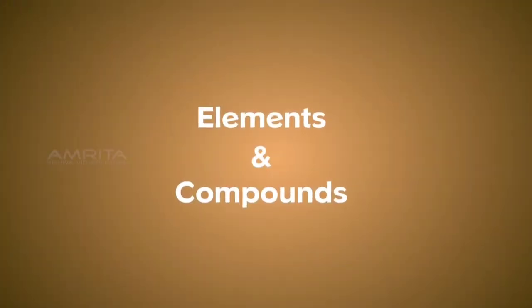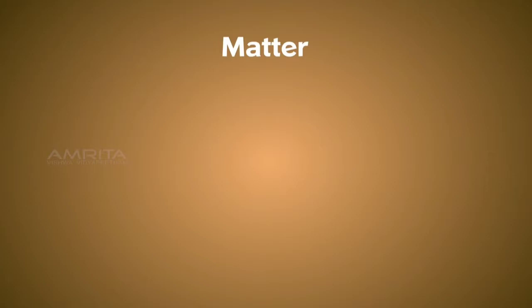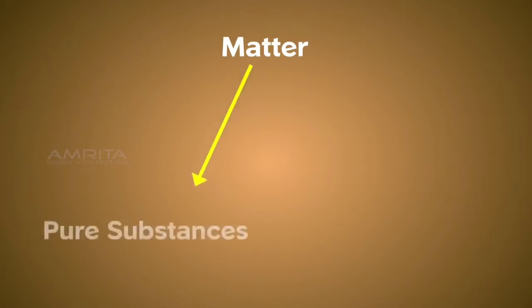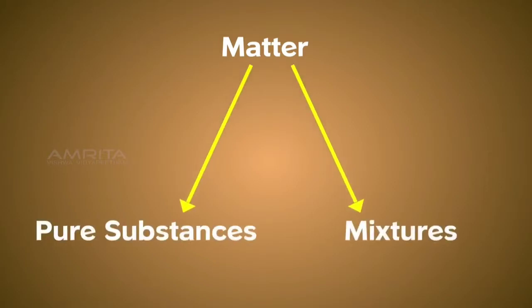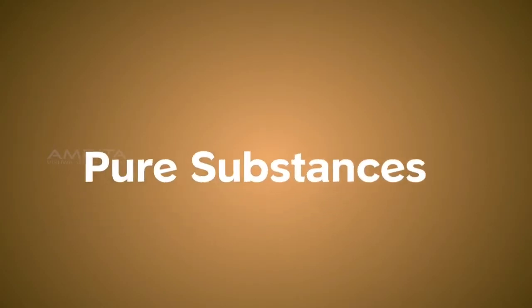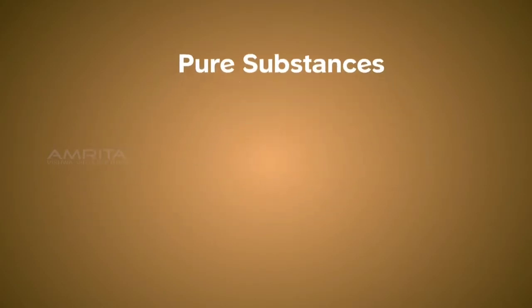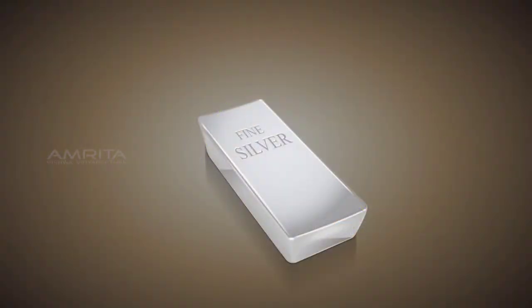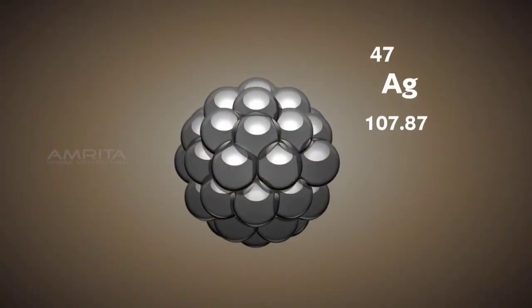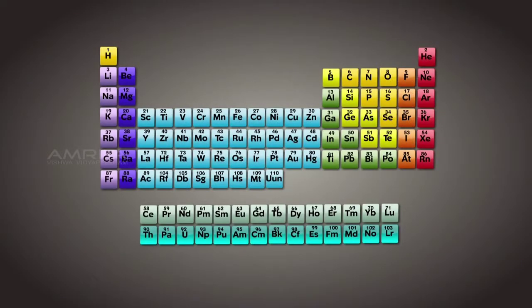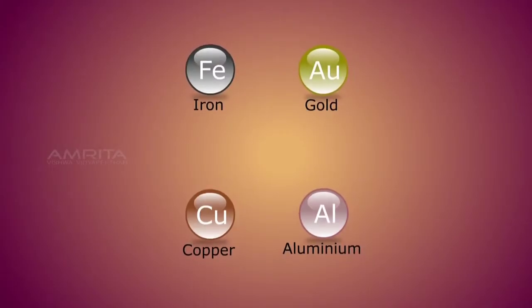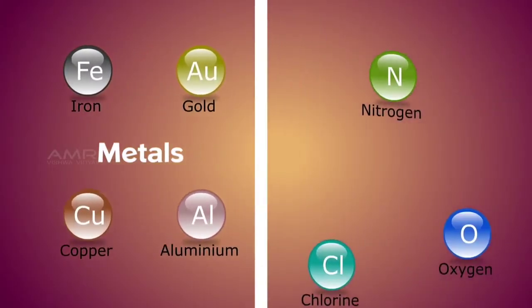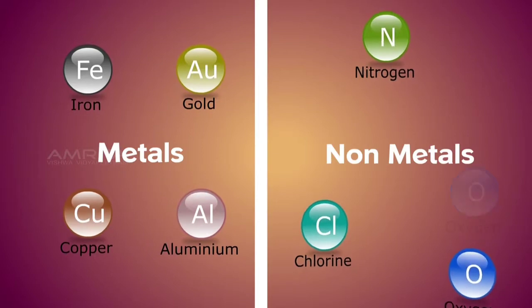Elements and compounds. Matter present in our surroundings can be classified as pure substances and mixtures. Pure substances are further classified as elements and compounds. Elements. An element is a pure chemical substance consisting of only one type of atom. Different elements are arranged in the periodic table according to their atomic number. Elements can be classified as metals and non-metals, and they exist as atoms or molecules.